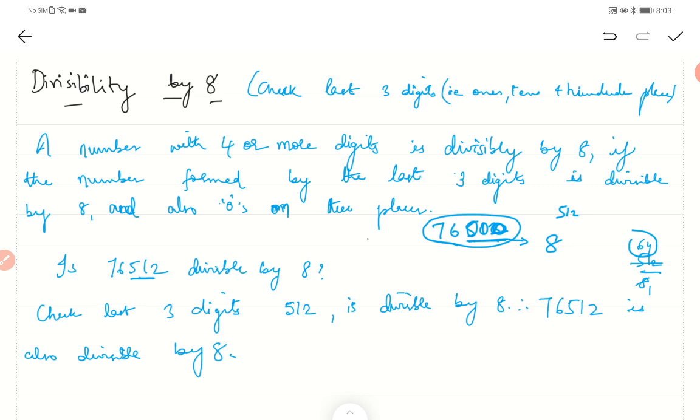Just remember for all your even numbers, 0, 2, 4, 6, 8: for 2 you will check the units place. For 4 you will check the units and tens place. For 8 it is units, tens and hundreds place. Easy to remember.